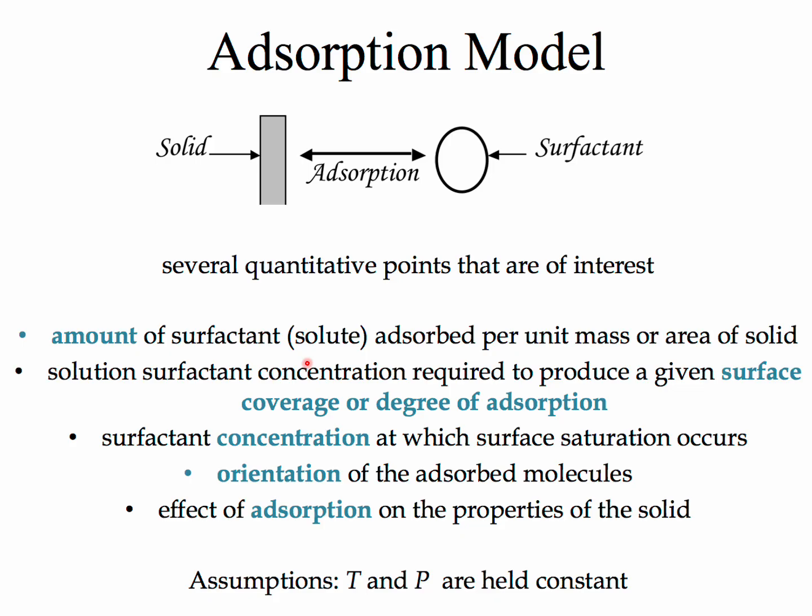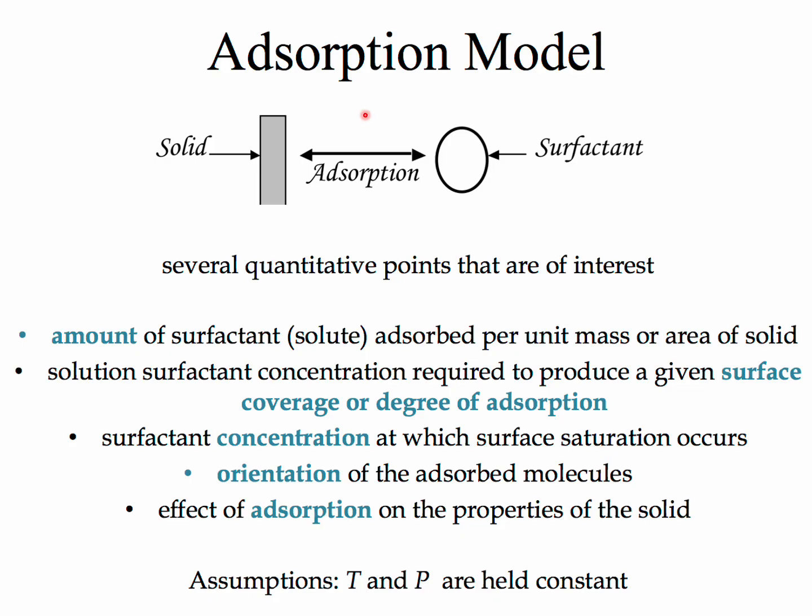Next, we examine the relationship between the concentration and surface coverage. In other words, we ask what concentration of surfactant is required to achieve a certain degree of surface coverage. Simply put, we are trying to determine how much solute is needed to effectively cover the surface. Another important concept is surface saturation. At a certain concentration, the surface becomes fully covered with adsorbed molecules. Beyond this point, no additional molecule can be adsorbed, and this condition is referred to as surface saturation, or we call it monolayer adsorption.